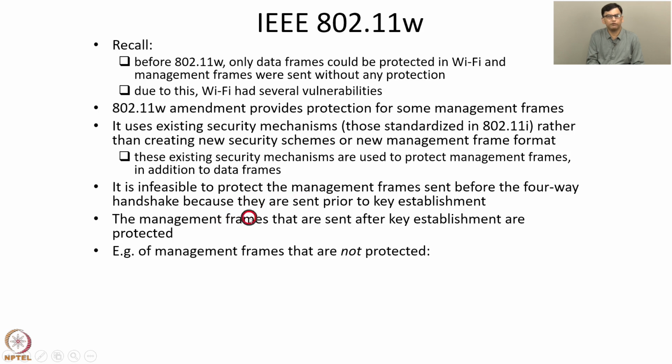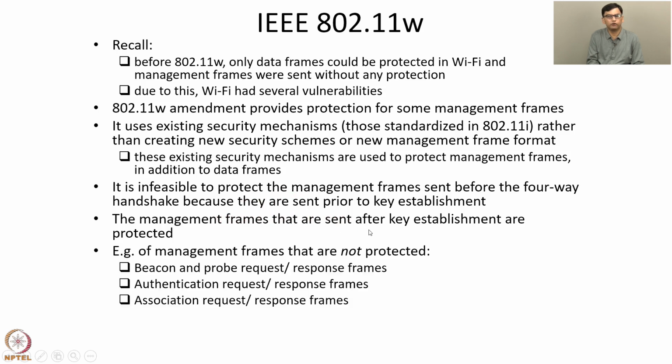Some examples of management frames that are not protected are as follows. Beacon and probe request response frames. So note that a beacon is used by clients to discover the presence of access points in the vicinity. So at that point, the client has not associated with the access point. So they have also not done the four-way handshake. So clearly, the beacon frame cannot be protected using 802.11w.